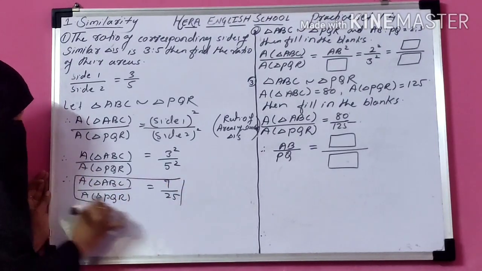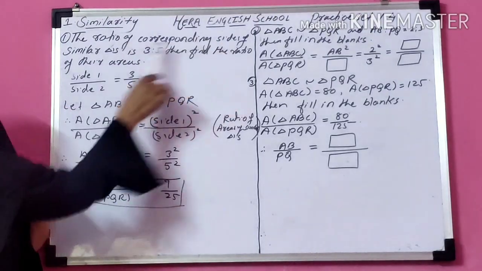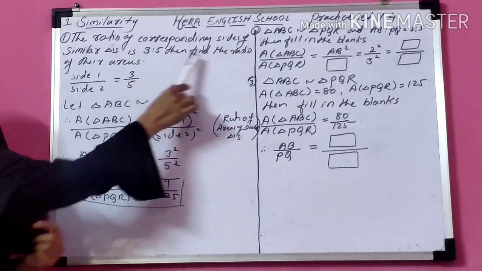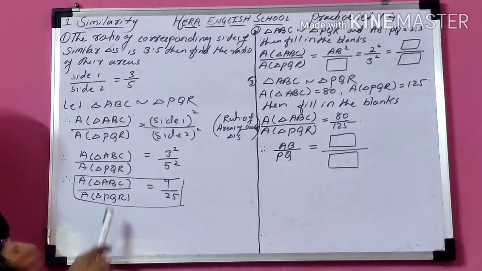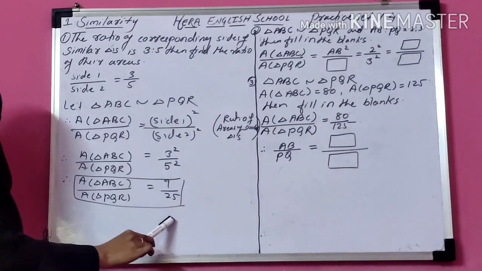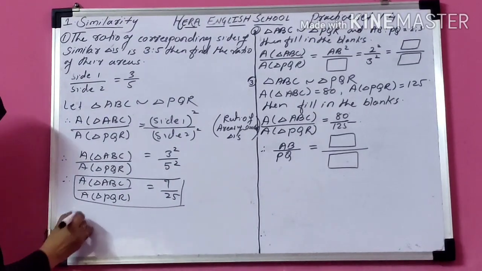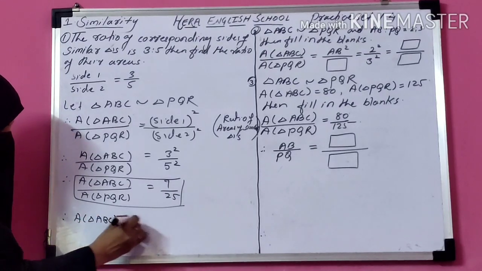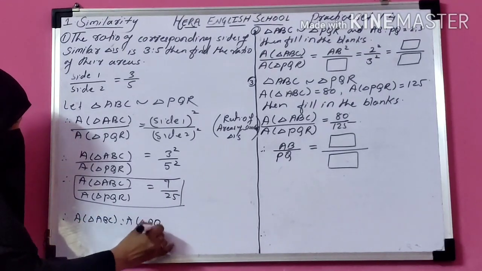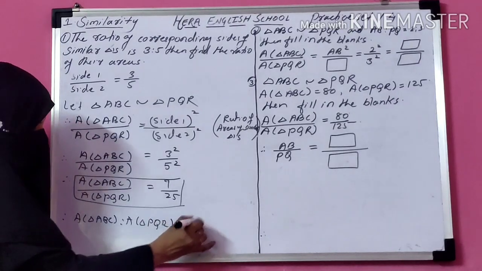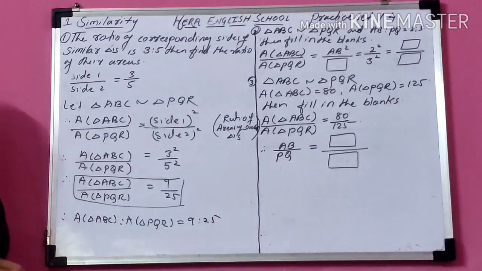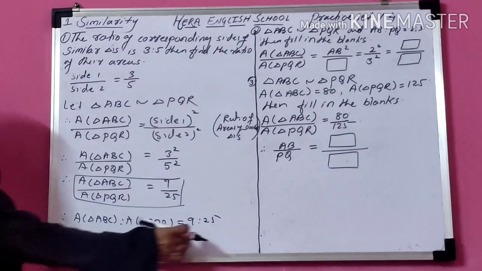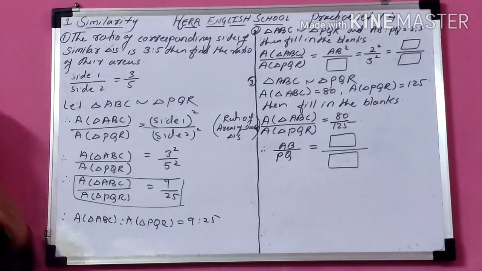This is your answer. Corresponding side ratio is given to you 3:5 and you have to find the ratio of their areas. So ratio of their areas is 9 upon 25, or you can write area of triangle ABC is to area of triangle PQR is equal to 9:25. So ratio of areas of these two triangles is equal to 9:25.